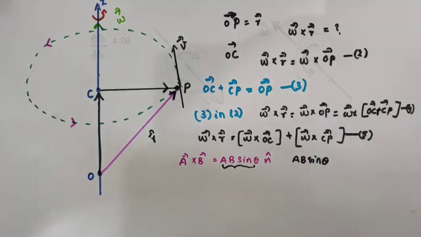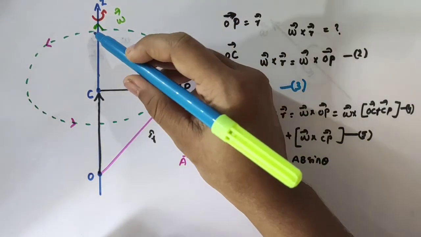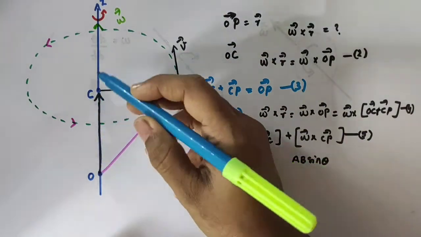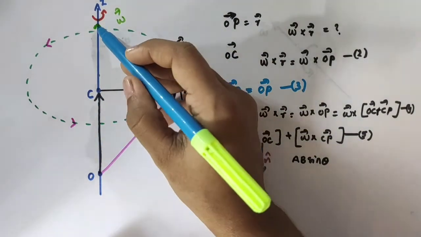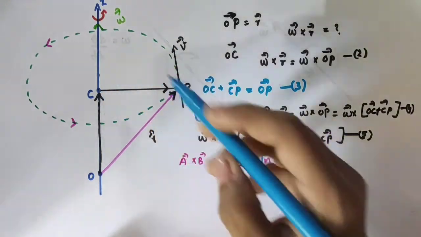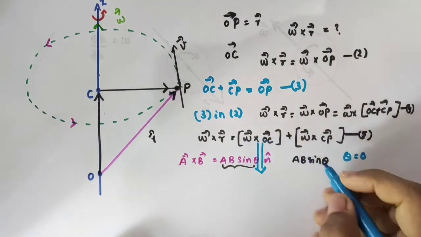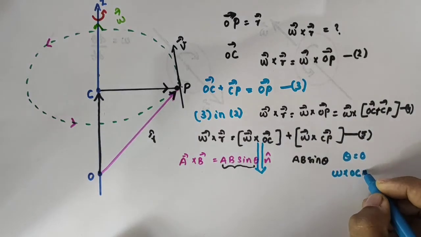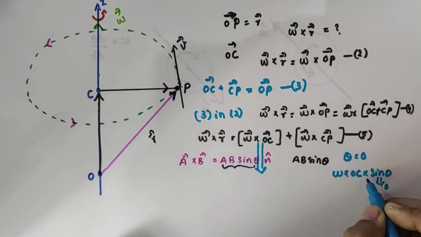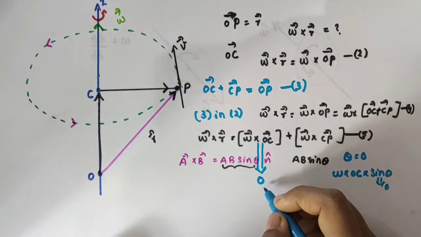What will be the value of vector omega cross vector OC? Vector omega is along the z axis, along this direction, and vector OC is also along the same direction. Both vector omega and vector OC are along the same direction, so the angle between them, theta, would be 0. So the magnitude of vector omega cross vector OC would be omega into OC into sine 0. Sine 0 is 0, and 0 into any value will give you 0. So vector omega cross vector OC becomes 0.